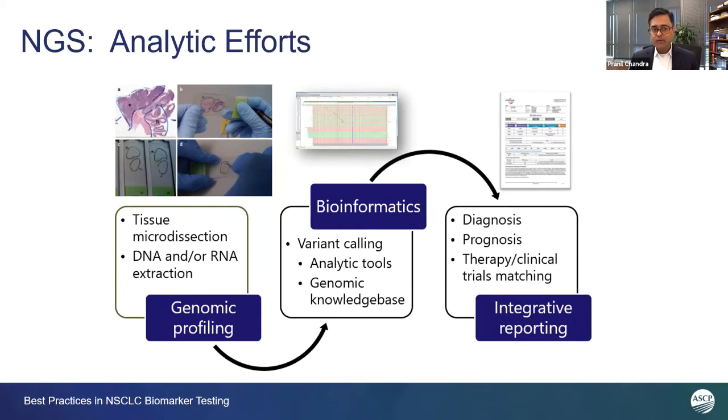Our analytic efforts include, as I mentioned, the tissue microdissection that is performed by technologists within the lab, DNA and RNA extraction, and then sequencing. After sequencing is done, we have a bioinformatics team that processes the data and all of the variants. That's a very significant analytic process. And then an initial report is rendered that's reviewed by a technical director and then by a physician, where the report needs to be integrative and highlight any diagnostic, prognostic, as well as therapeutic significance.